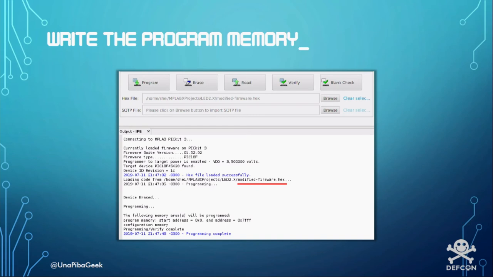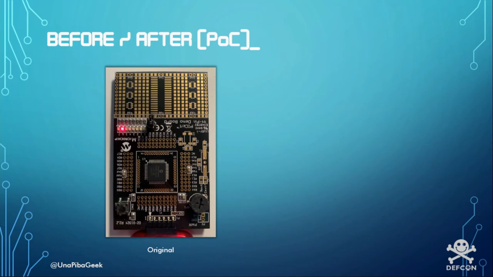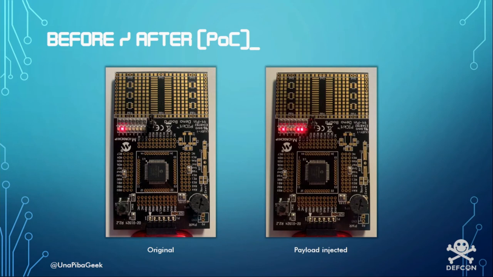And what's the result? This is the target device with the original firmware. And this is what happened after loading the modified firmware. The first light is on because it's part of the original program, but there are two other lights on because of our payload. So the proof of concept worked. This is like pop a calc, but the hardware version.